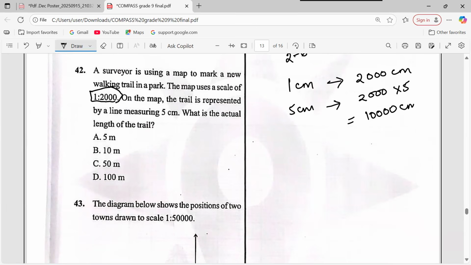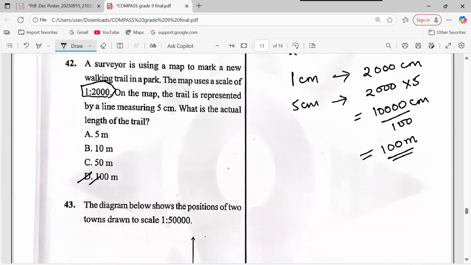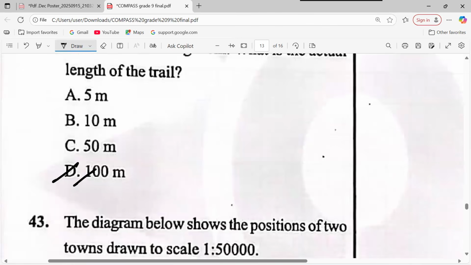Now, 10,000 centimeters, according to the choices here, which are in meters, we need to convert by dividing it by 100 to give us meters. This will be 100 meters. So D is the right option when it comes to number 42.